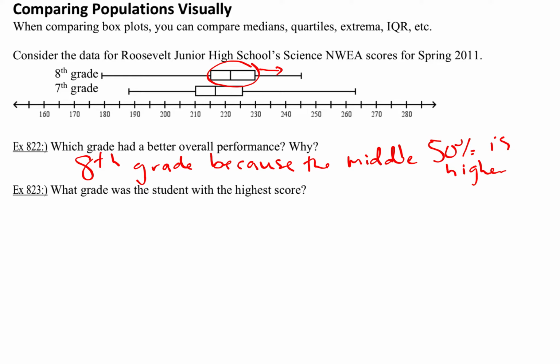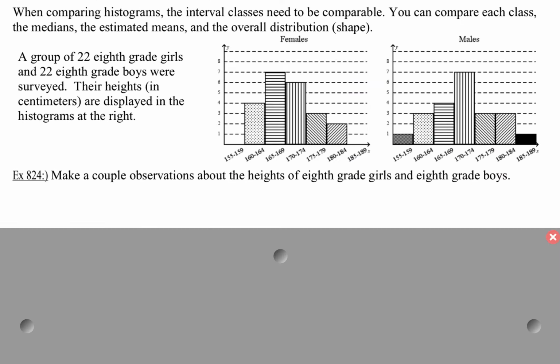Okay, what grade was the student that had the highest score? Now we're just comparing the extremes here. If you look to the highest end, the highest score was earned by a 7th grader. So we did have a 7th grader get the highest score. Well, that's nice. Okay, when comparing histograms, the interval classes need to be comparable.